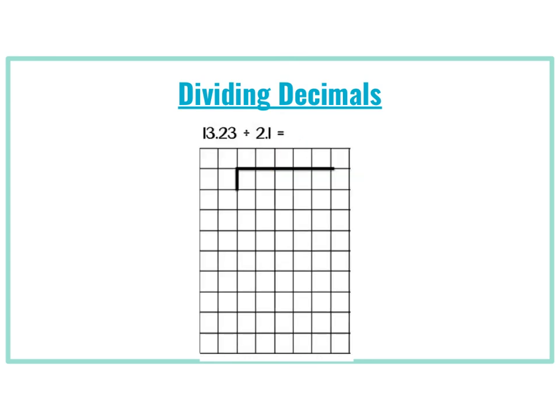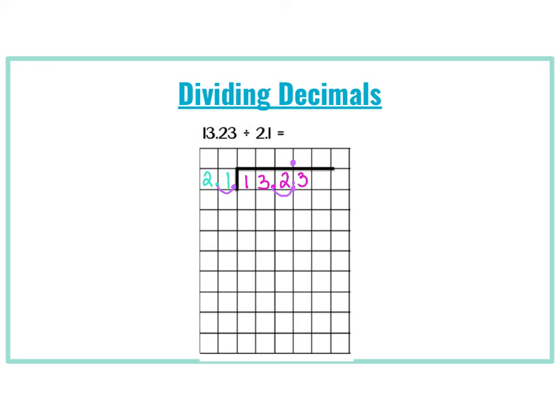Our last guided practice problem, I'm going to put my first number in my dividend, 13 and 23 hundredths, and my second number as my divisor, 2 and 1/10. And then I need to make my divisor a whole number, so I'll move that decimal point over one space to the right. And then I'm also going to move the decimal point in my dividend one space over to the right and bring it up in my answer.